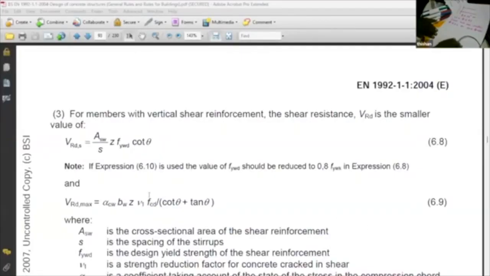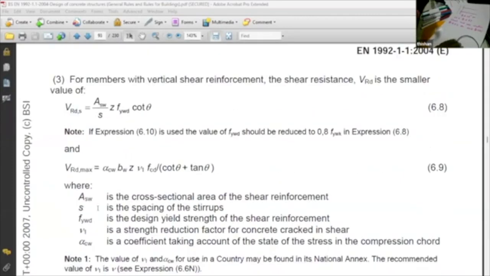This says VRD max is given by some equation, equation 6.9, and it's a big equation: alpha CW, BW, Z, nu 1, FCD divided by cot theta plus tan theta. Big equation.